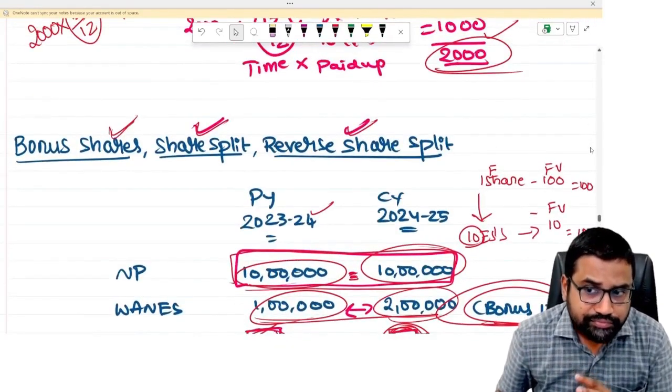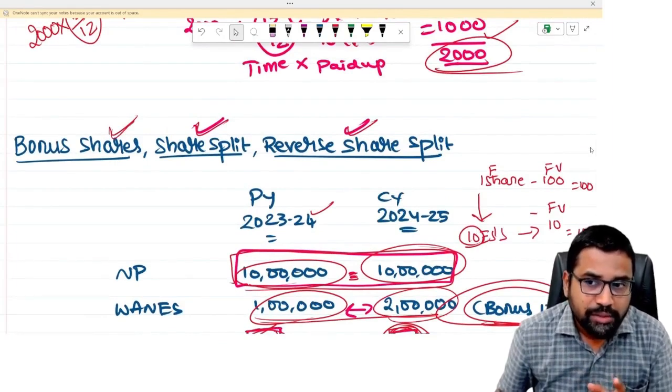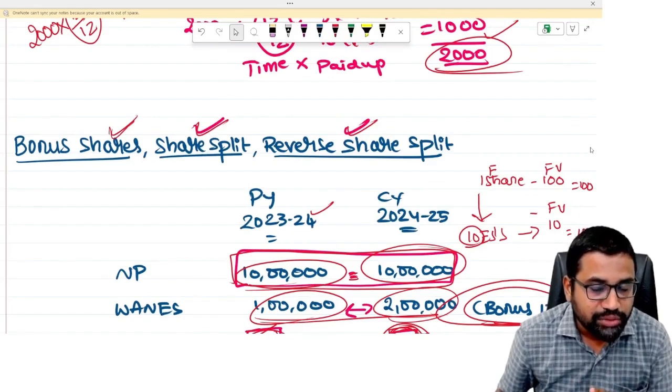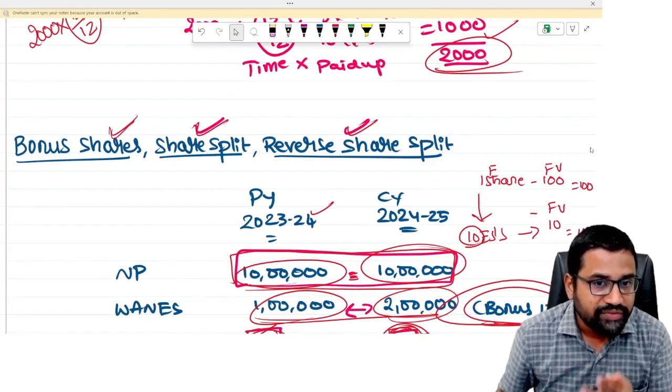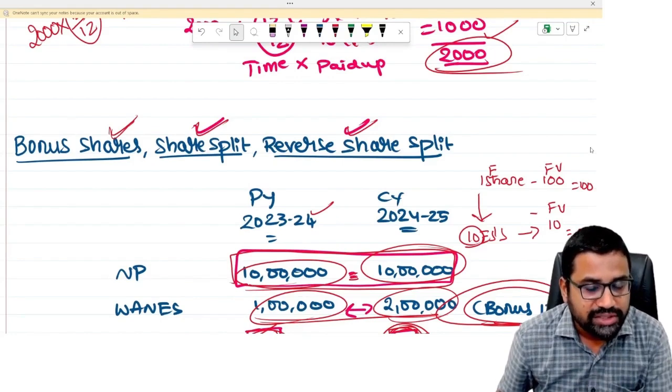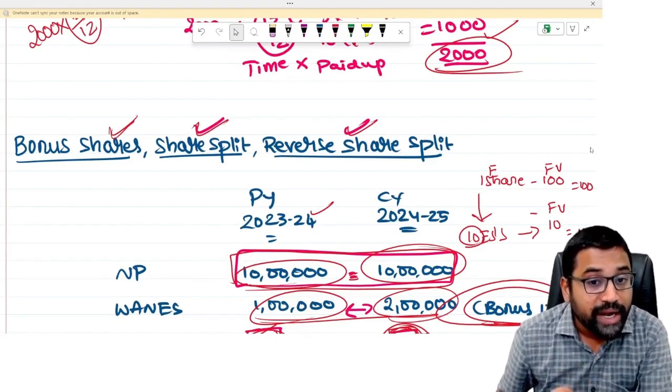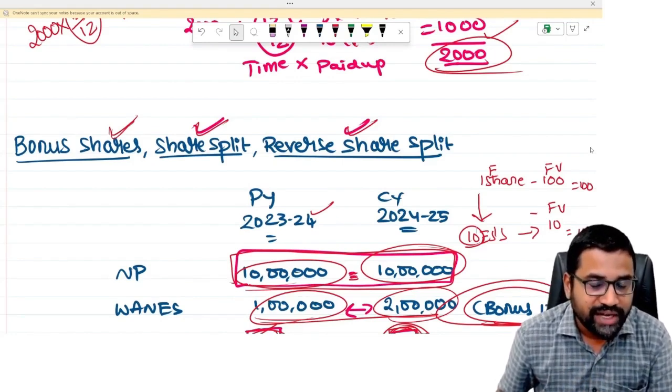So therefore, the basic weighted average number of shares calculation: number of shares outstanding into time weight factor. Sometimes, if different paid up values are there, then number of shares issued into time weight factor into paid up value divided by face value. Then you will get the weighted average number of shares.